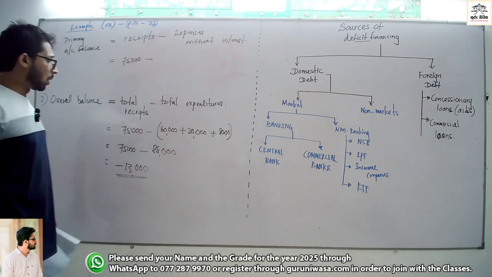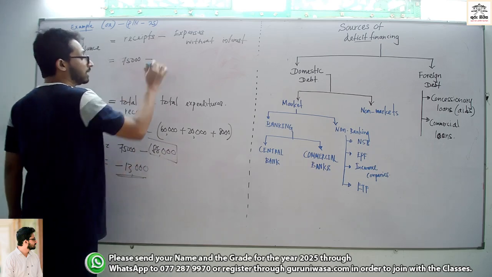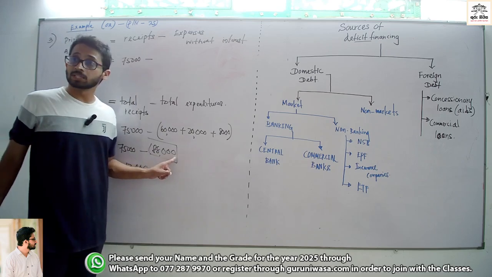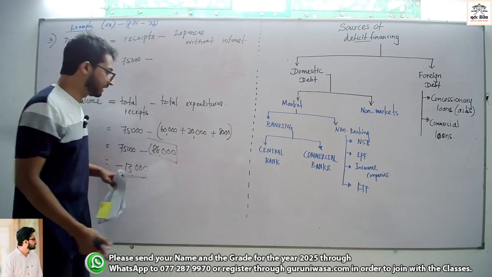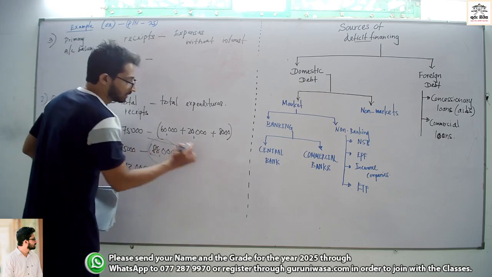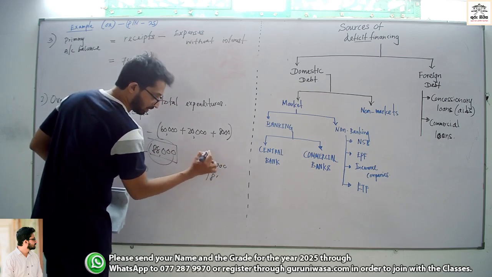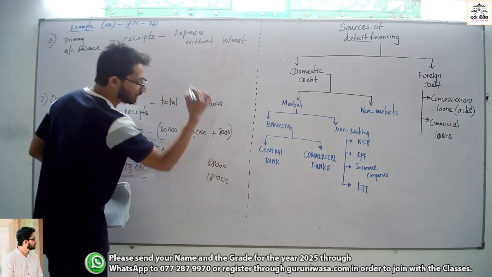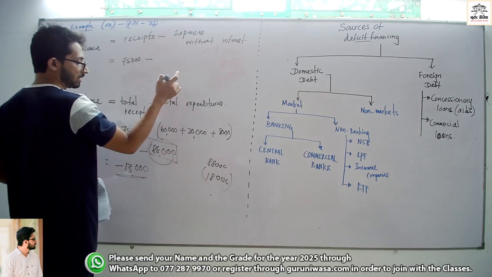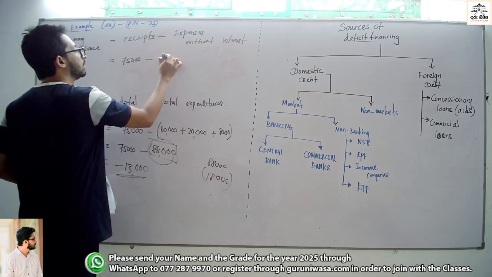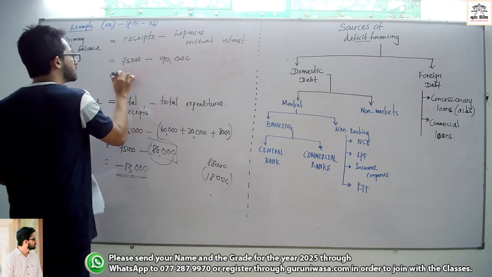Minus total expenses. How much total expenses, children? 88,000. But now you can't take total expenses, total expenses without interest. How much is the interest payment? 18,000. Out of 88,000, 18,000 is interest payment. You have to deduct interest, so 70,000. Then how much is the primary account balance? 5.